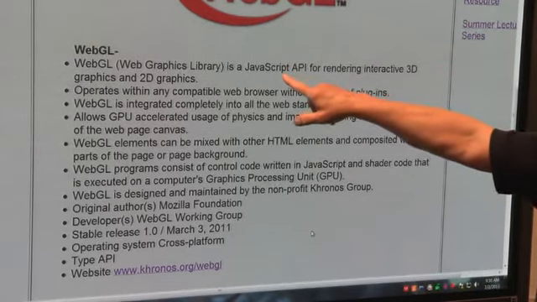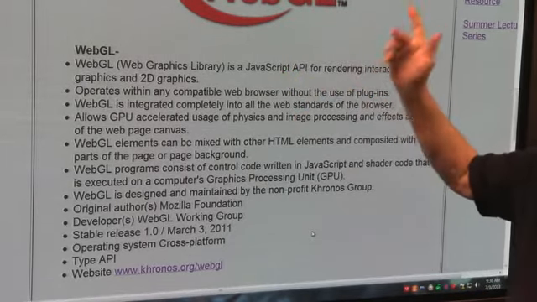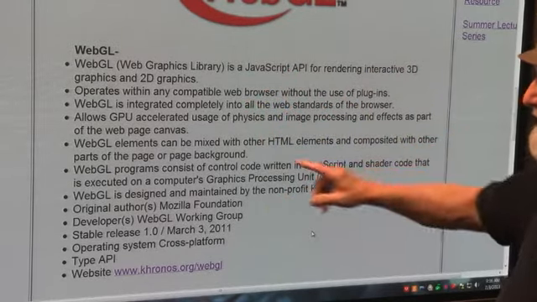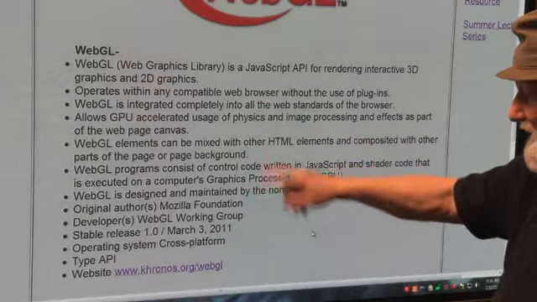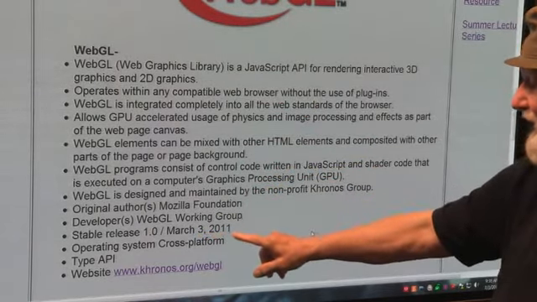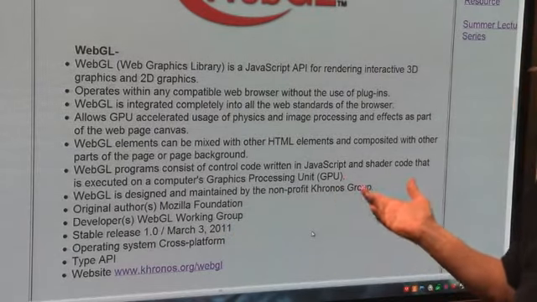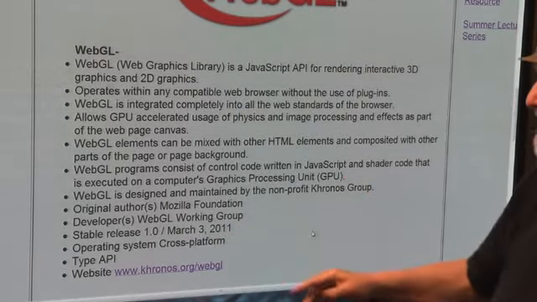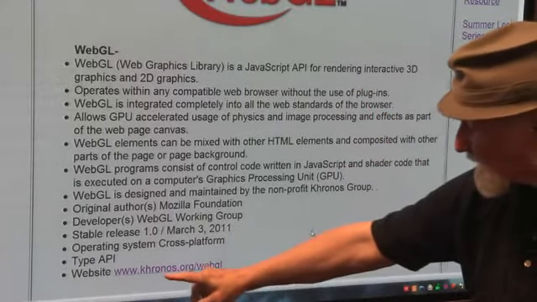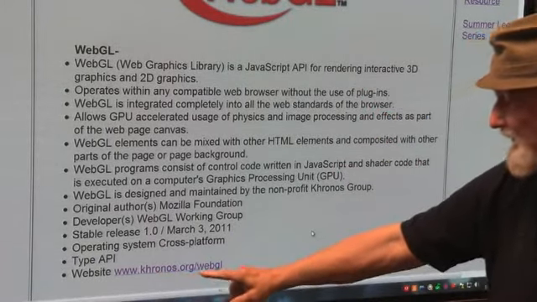That means I can do this using Notepad. Nothing I have to buy. Operates with any compatible web browser, and so on and so on. And the stable release came out on March 3rd, 2011. So if people say, well, it's not stable, it is. And the operating system is cross-platform because it uses a browser. Let's go to the website of WebGL and see what's there.